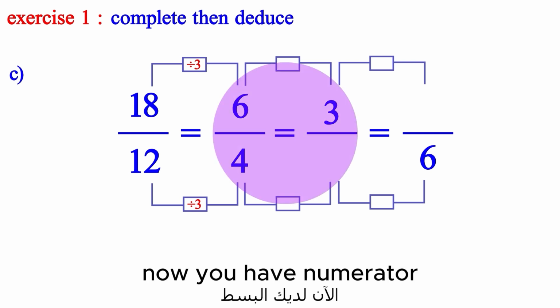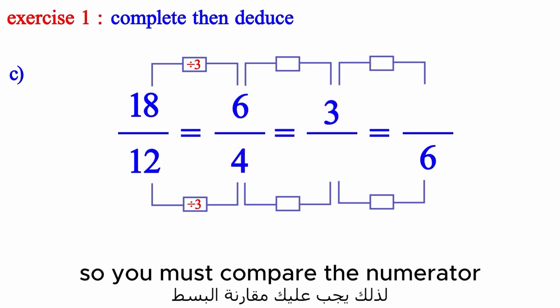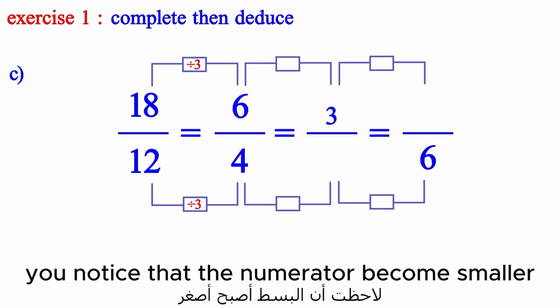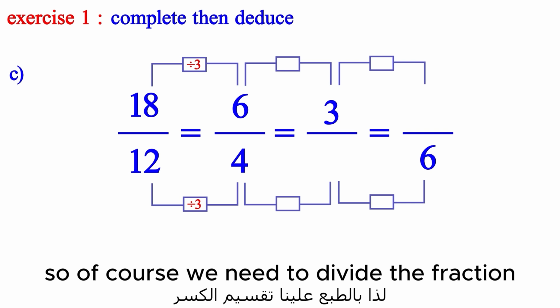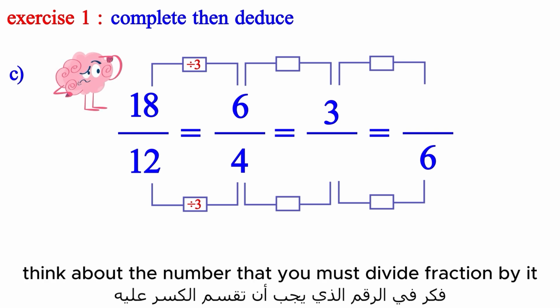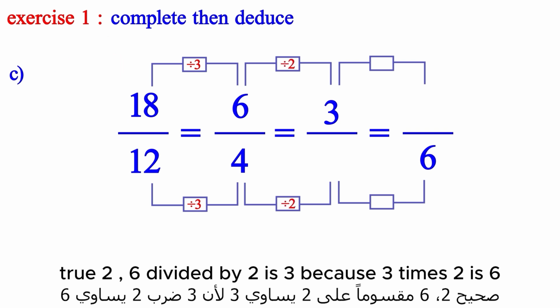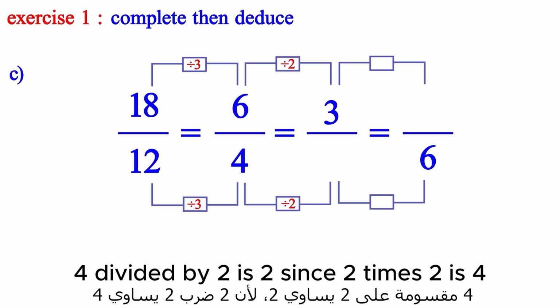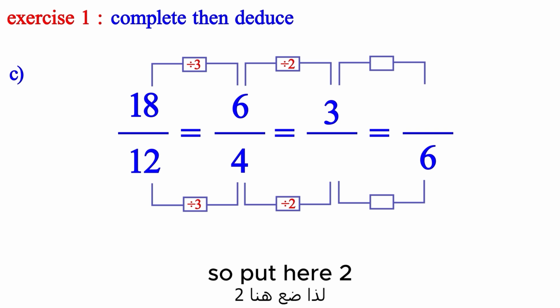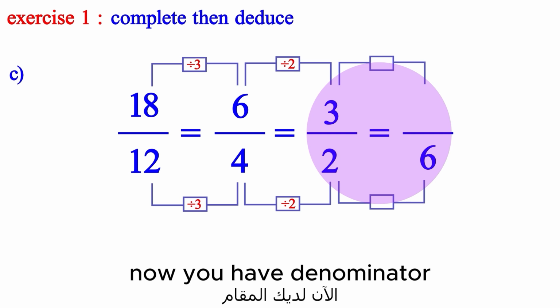Now you have the numerator, so you must compare the numerator. 3 is less than 6. You notice that the numerator becomes smaller, so of course we need to divide the fraction. Think about the number that you must divide the fraction by. True, 2. 6 divided by 2 is 3 because 3 times 2 is 6. 4 divided by 2 is 2 since 2 times 2 is 4. So put here 2. Now you have the denominator.